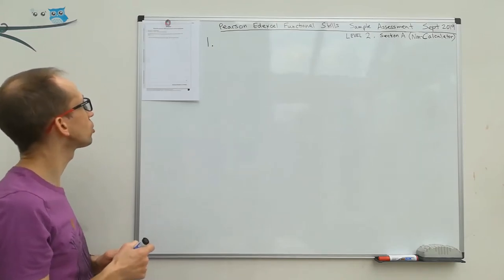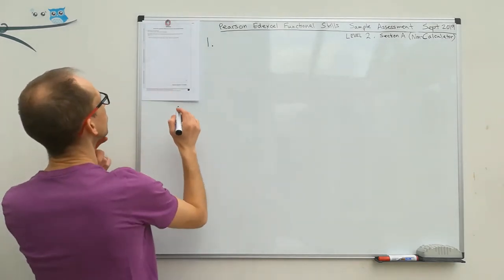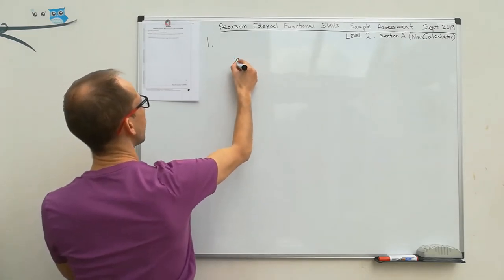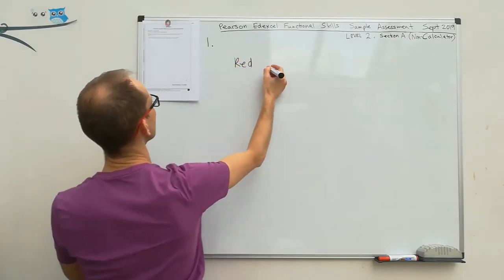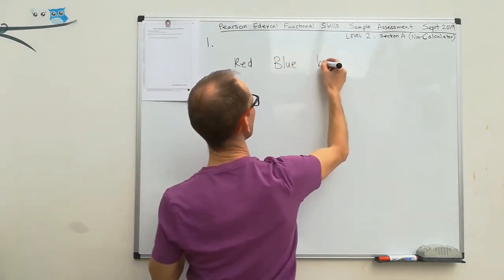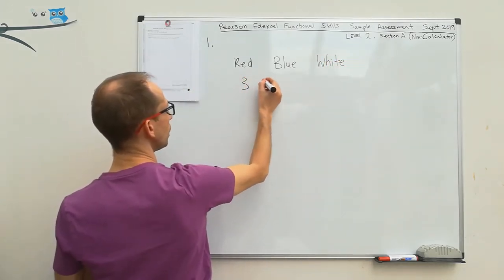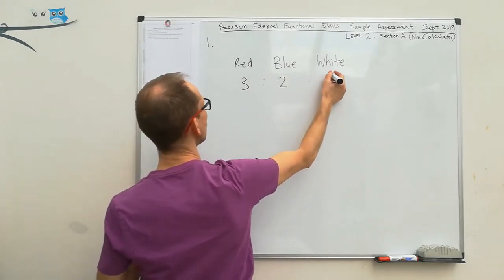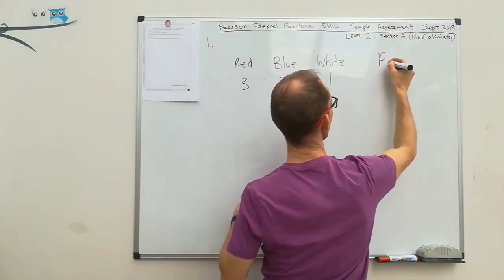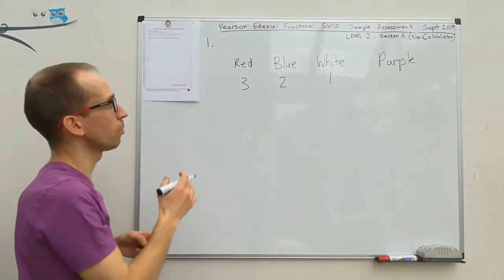Okay, quite a lot there, so I'm going to write the key things up on the board for us in the form of a table. So we've got a ratio, and we're told that we have red paint, blue paint, and white paint, and that the ratio is 3:2:1. And when they mix that together, they make purple paint. And I'm going to think of that as my total.